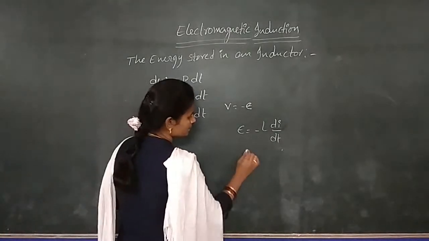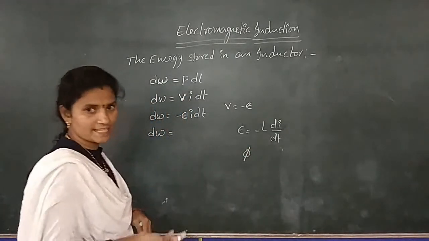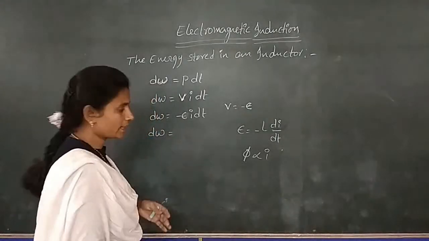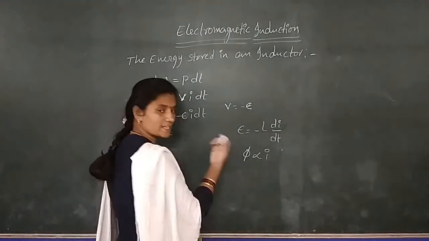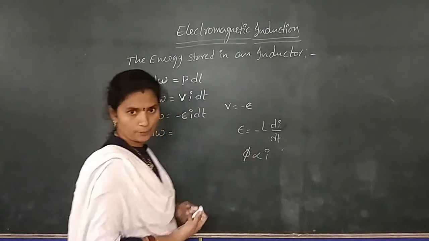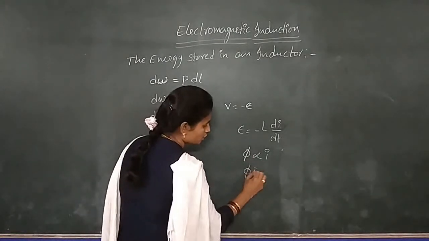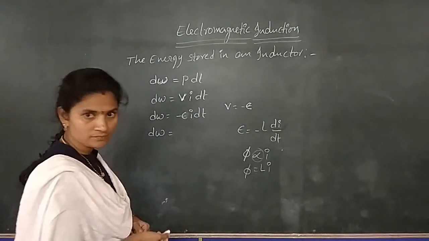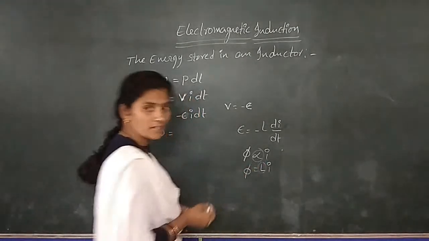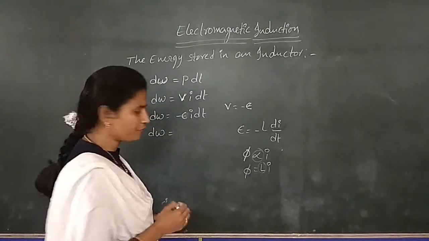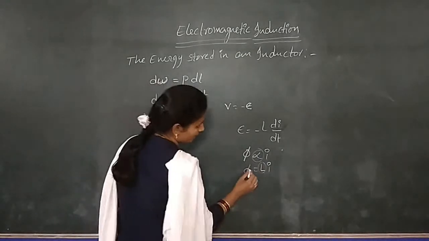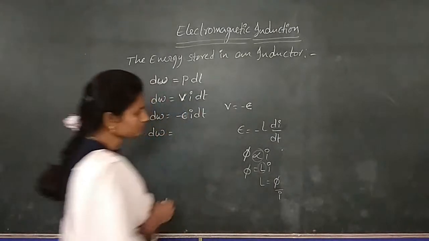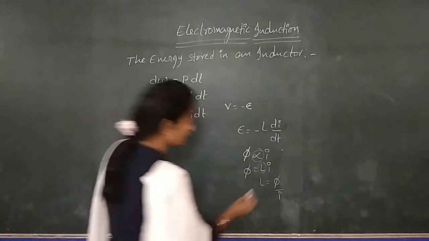Whenever the flux varies, the current also varies, and whenever the current varies, the flux varies. So both are directly proportional. From this, phi is equal to L times I, where whenever we remove the proportionality sign, we must add a proportionality constant L. This L is known as the coefficient of self-induction, or self-inductance. So from that, L is equal to phi by I. We know that.